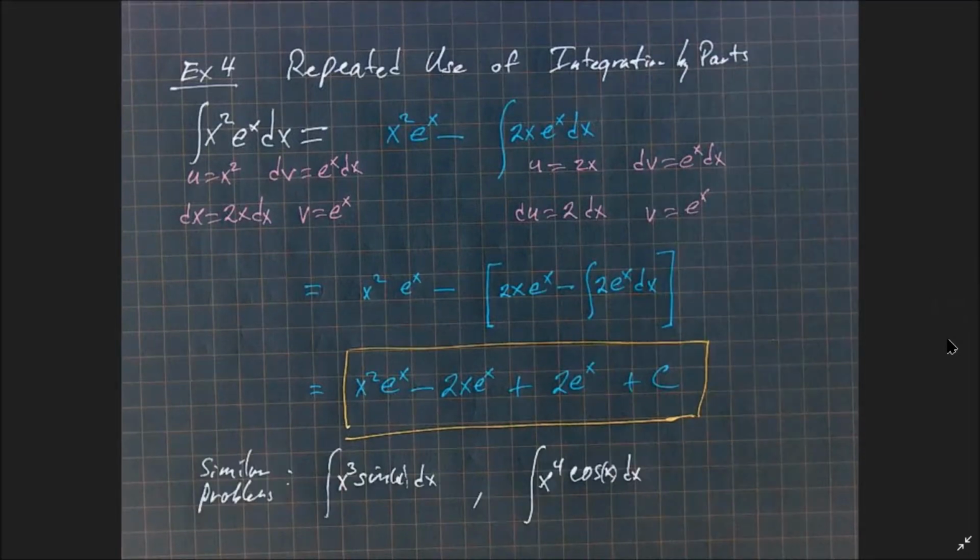Some other problems that are very similar to that would be like x cubed sine of x, or x to the 4 cosine of x, because integrating or taking derivatives with sines and cosines doesn't make it simpler or more complicated. It just switches back and forth between sine and cosine. So you would let u equal the x cubed, and then you would end up with an x squared, and then you'd let u equal x squared and end up with an x, and then u equals x, and you finally end up getting rid of the x. So that would take 3 times using integration by parts, and 4 times. That's where it becomes really important to keep track of what you're doing and write neatly.